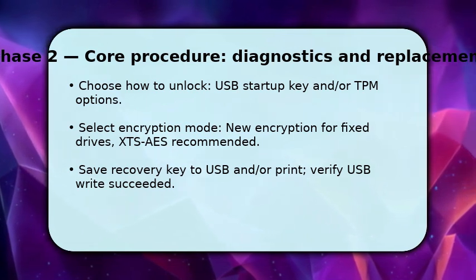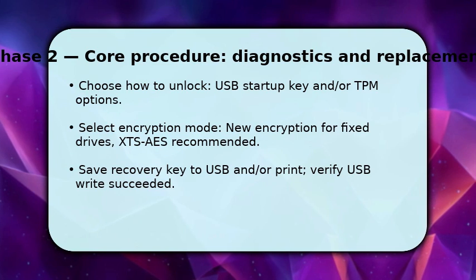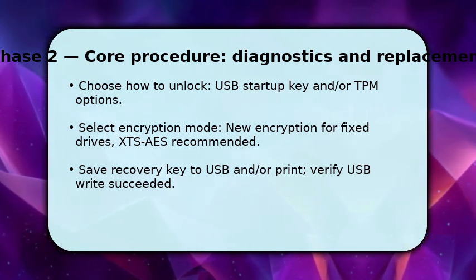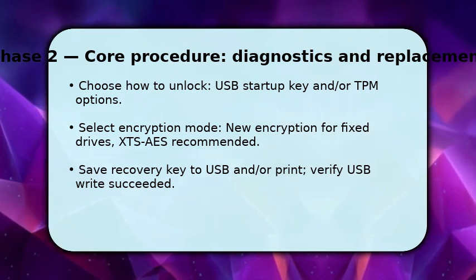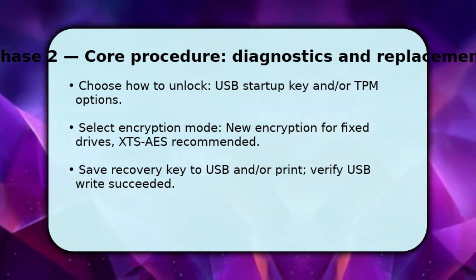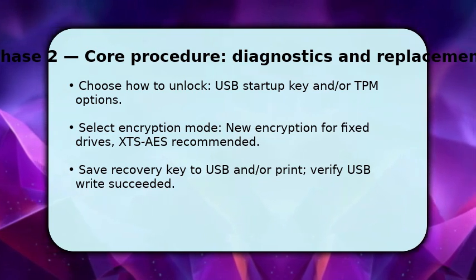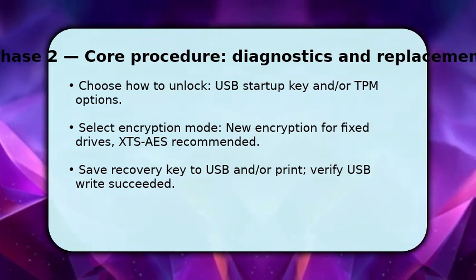When prompted, save the recovery key to your USB and optionally print it. Make certain the USB actually contains the BEK or TXT recovery file. Once saved, run the BitLocker system check when offered, so Windows verifies the startup key works before encrypting.